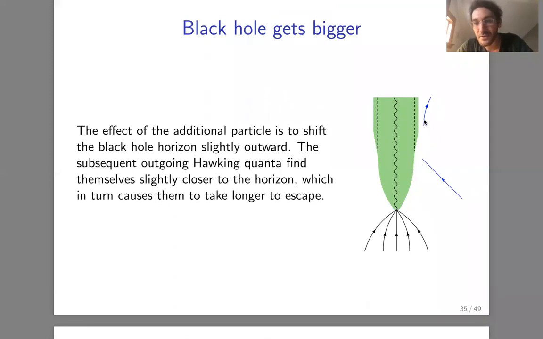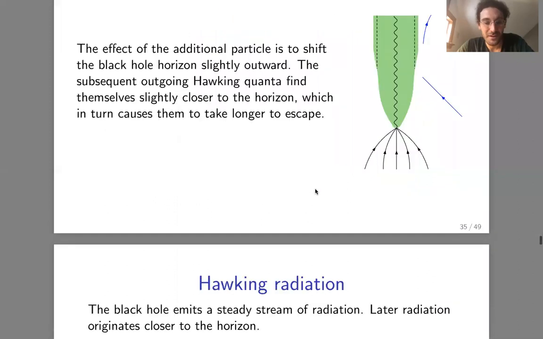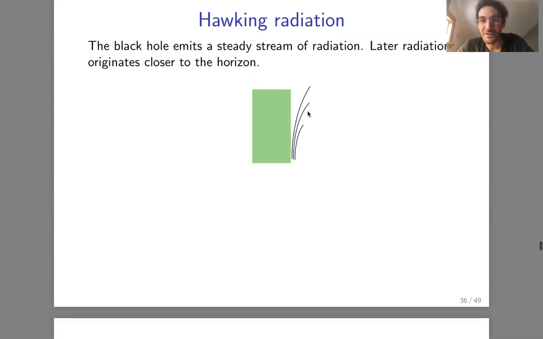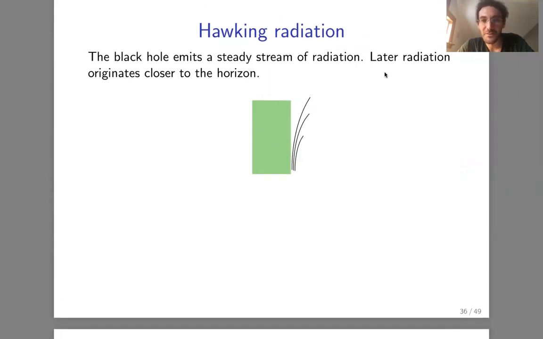But in any case, there's Hawking radiation constantly coming out, and because the horizon moved, because we sent this particle in, this Hawking quanta that's coming out finds itself slightly closer to the horizon than it was before. And now it takes it longer to escape. In more detail, here's a black hole emitting Hawking radiation, and in the semi-classical picture, we know that the Hawking quanta come out equally spaced, and if we follow them back, evolve back in time, they all start out really close to the horizon, and the later they come out, the closer to the horizon they started.